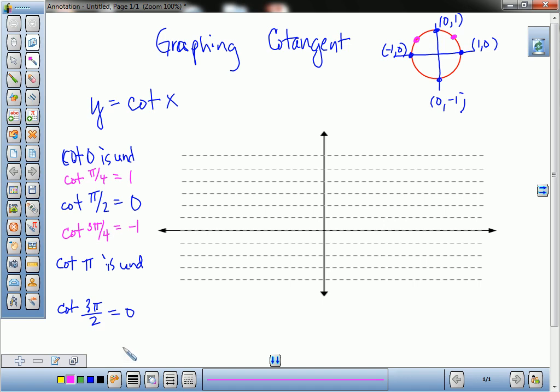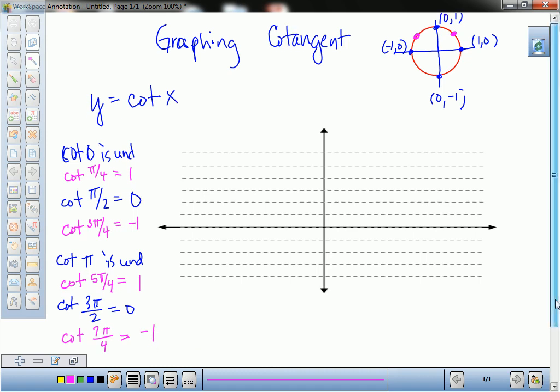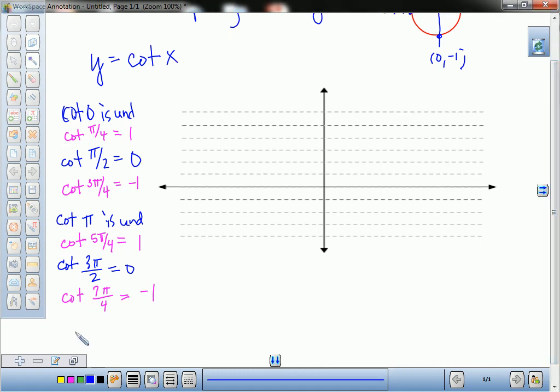And it's going to repeat. So we can see that this pattern repeats down here. We do cotangent of 5 pi over 4. So that's a negative x and a negative y. So that's going to give us a positive 1. And cotangent of 7 pi over 4 gives us the negative 1 again. And then we could finish it off with cotangent of 2 pi, and that is once again undefined.